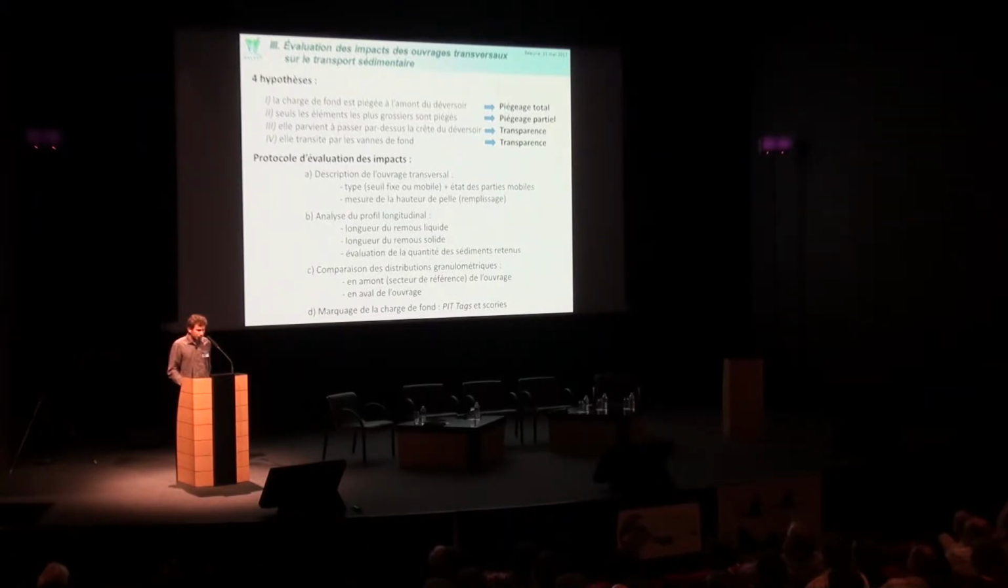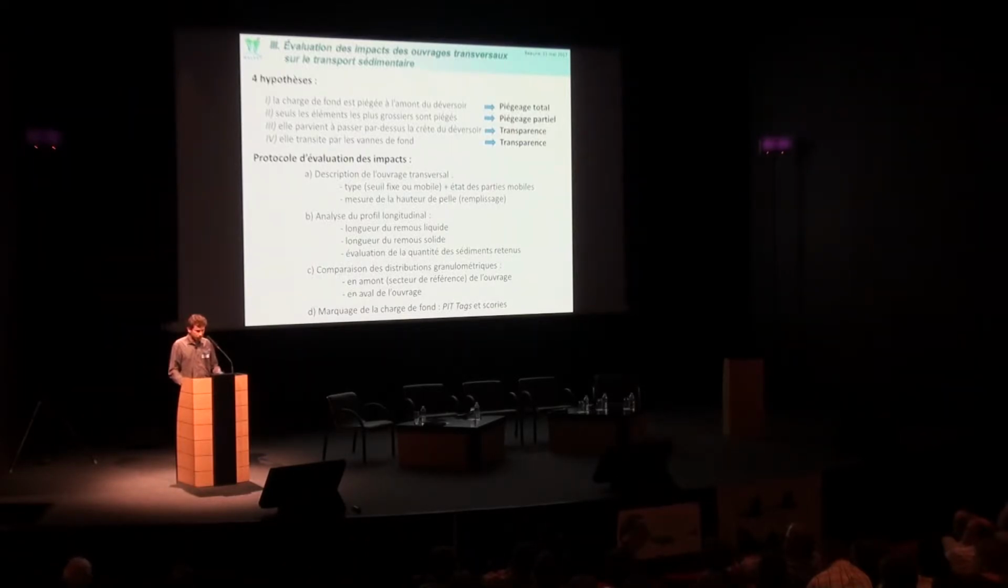After we read the scientific papers, we found different hypotheses. The first one is that the bed load is trapped upstream of the dam. Second, only the bigger elements are trapped, so we can talk about total trap or partial trap. Or we can say the bed load manages to get through to the downstream. We talk about transparency, or we can say it's transferred by the bottom valves, and we talk about transparency here again. So how do we assess the impacts?